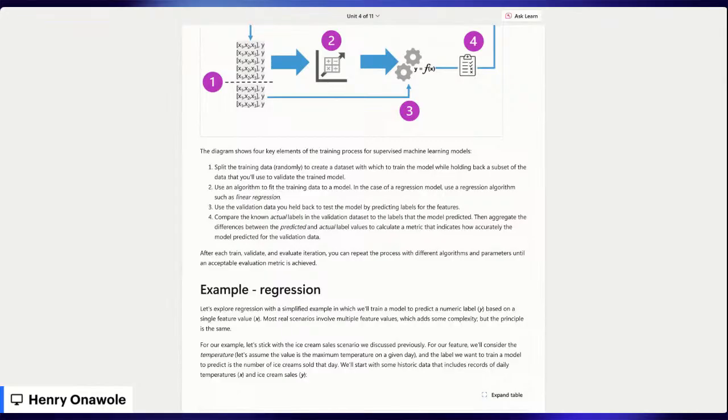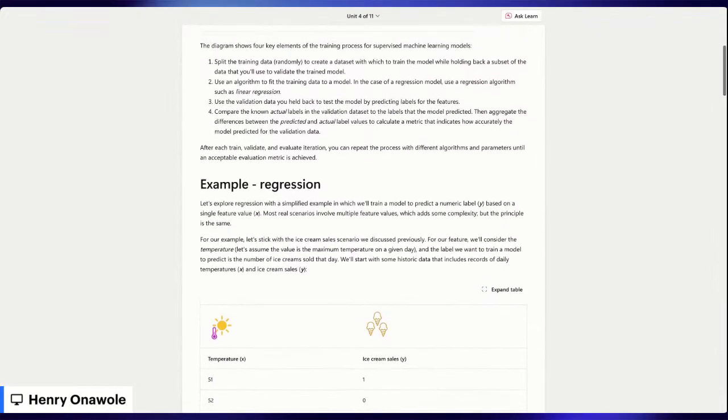We are going to look at a use case where we're going to run a regression model, and I believe you will be able to have a clear understanding of how this actually works. After each train, validate, and evaluate iteration, you can repeat the process with different algorithms and parameters until an acceptable evaluation metric is achieved.